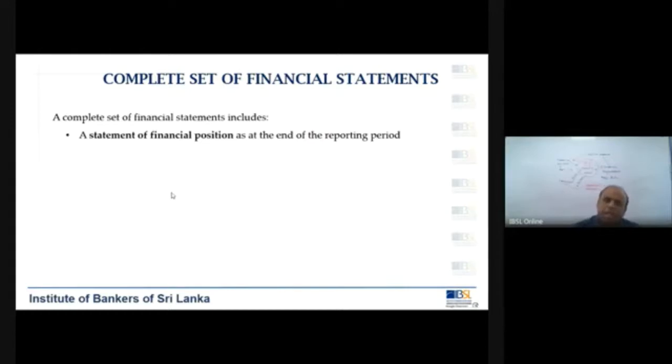And it is as at a particular date. Now, this is one of the mistakes that candidates make. They prepare the statement of financial position, but they don't know it is for a particular date. Now, the P&L you prepare for a period. That is why we talk about a period of a financial year. So the P&L is prepared for a period which is generally a year. But the balance sheet is as at a particular date. That is why we say as at the end of the reporting period.